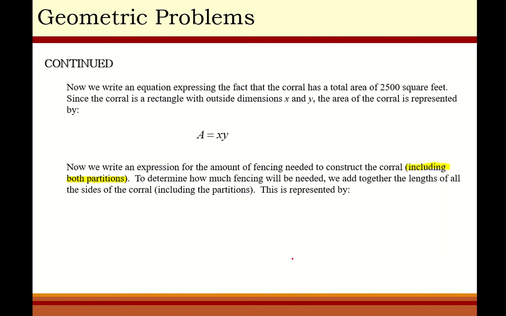Okay? So pwede lang fencing of the corral, so without partition, but if we include the partition, we have to remove this sign of grouping, which is the parenthesis. To determine how much fencing will be needed, we add together the length of all the sides of the corral, and then you get the answer. Or if we include the partition, you have to include the calculations for the partitions, and this is represented by this.